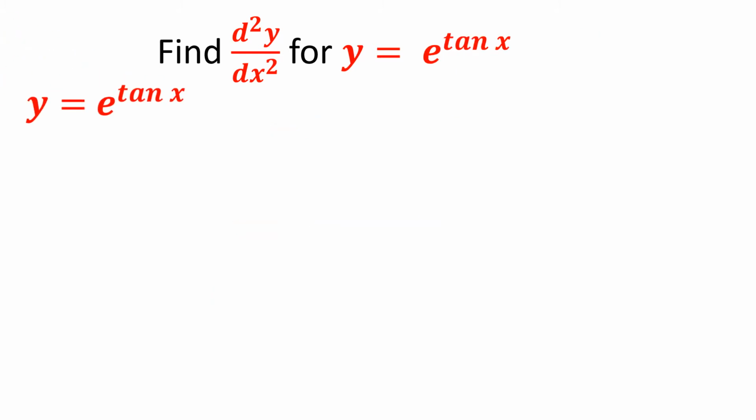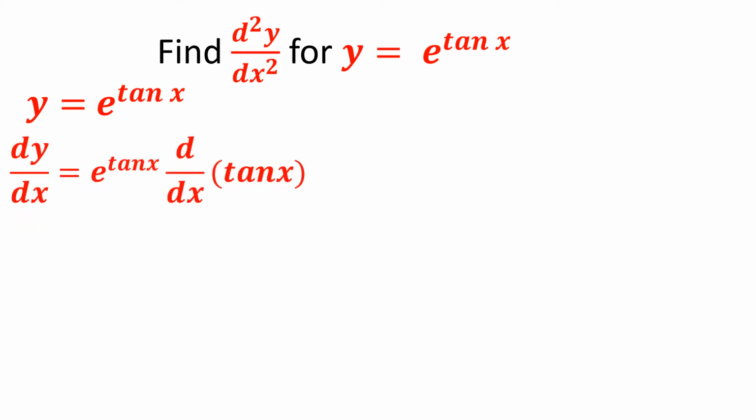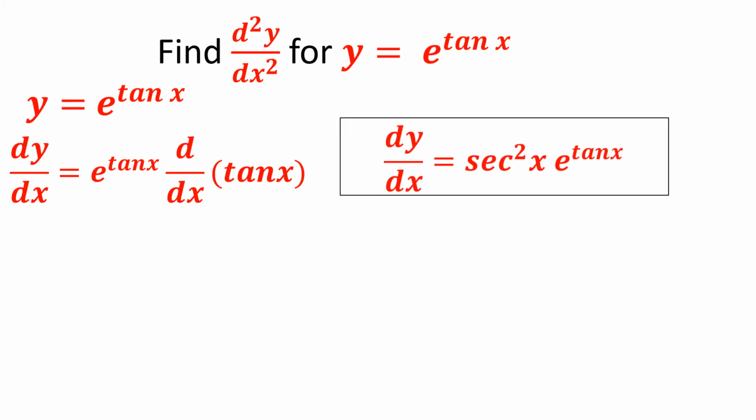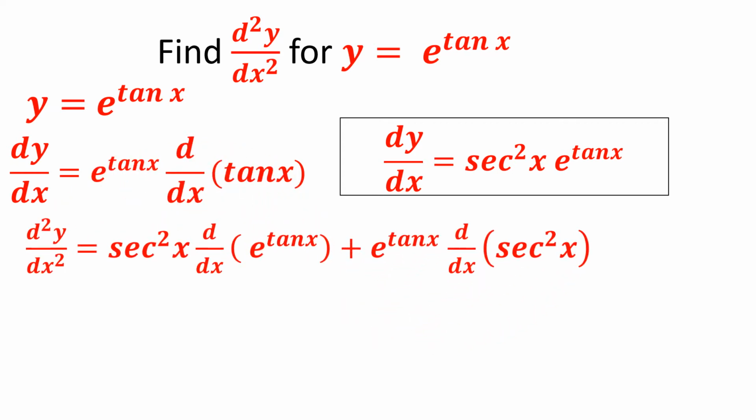Let us see one more example. e power tan x. What is the first derivative? e power tan x into d by dx of tan x by chain rule. d by dx of tan x is secant square x. Therefore, it is secant square x into e power tan x. We have to do the derivative of the right hand side once again. We have to use product rule. Keep secant square x, differentiate e power tan x. Keep e power tan x, differentiate secant square x.